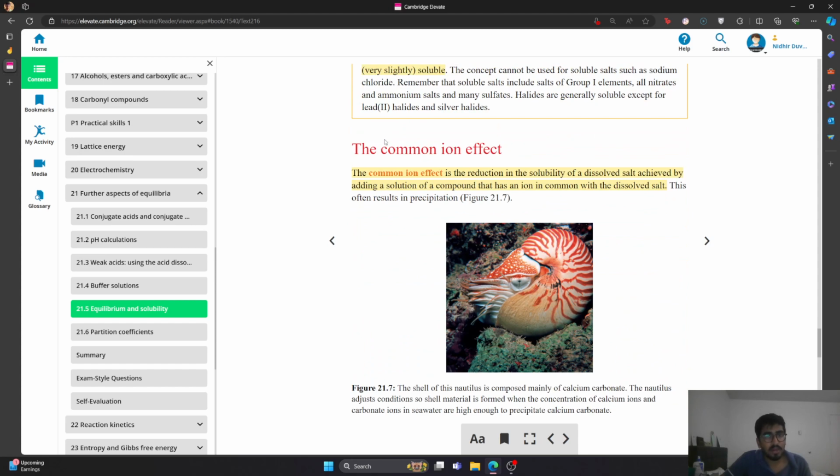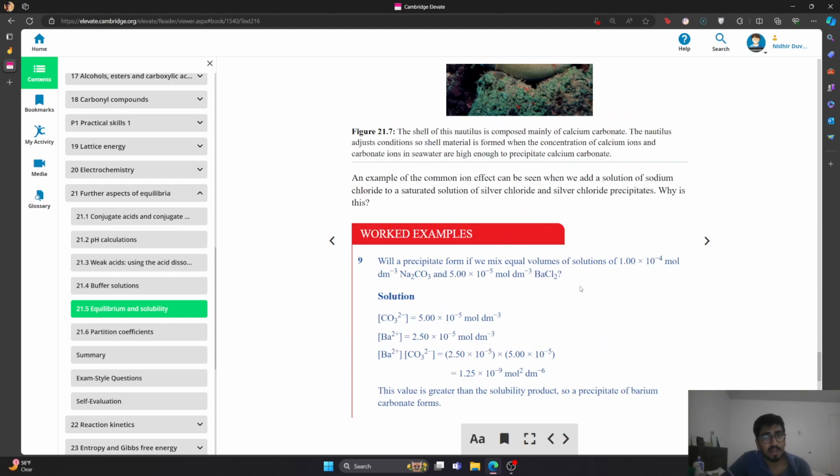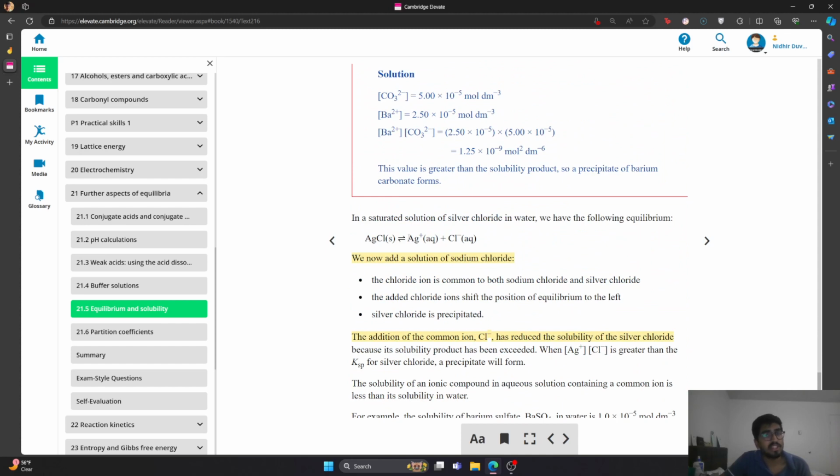Again, a very important idea is called the common ion effect. Say there is a reaction with Ag and Cl, and there is a very small amount of AgCl present. Ag might not form a precipitate because the Ag concentration is less and the Cl concentration is less, so the product might be lower than KSP. Even though there is AgCl present, an insoluble salt, you don't see a precipitate.